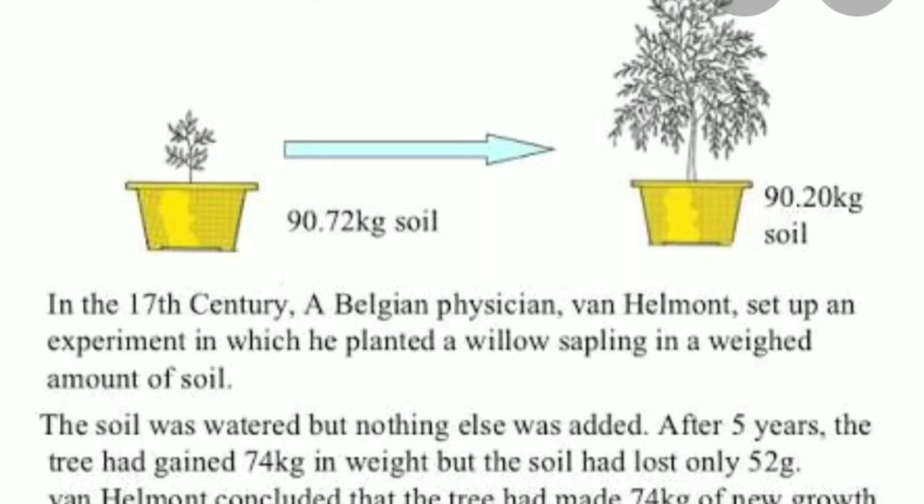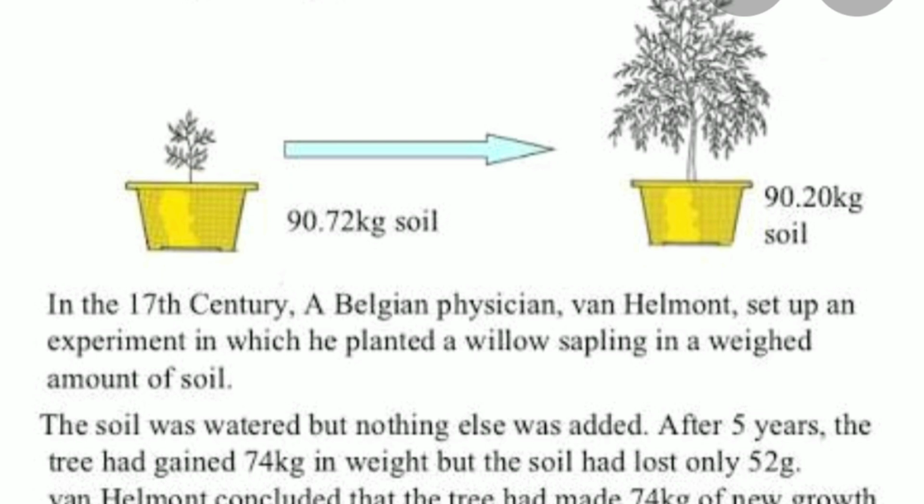Now I will tell you a story. In the 17th century, a scientist named von Helmont planted a small plant in a pot. He weighed the soil and gave water only for 5 years. After 5 years, the plant grew and the total weight became 74 kilograms, and the soil had lost only 52 grams. So the plant made 74 kilograms of new growth from water alone.